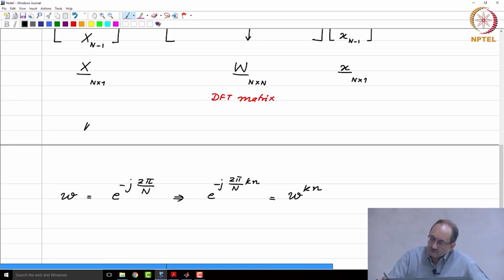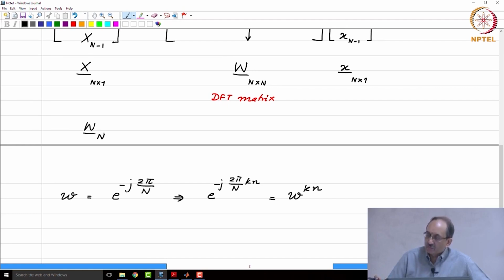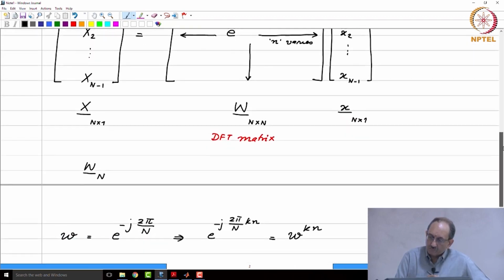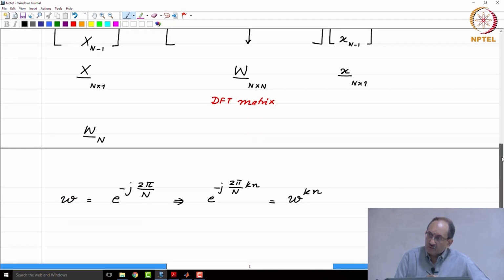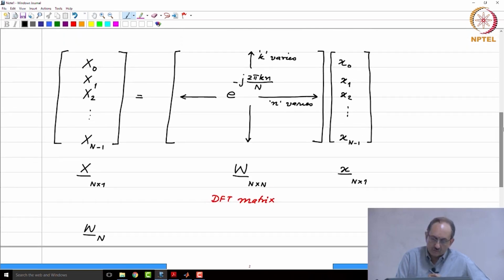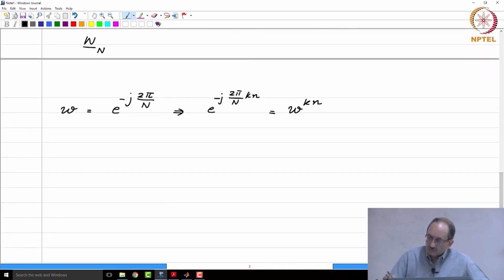Sometimes the DFT matrix is also denoted by W suffix cap N to make explicit its size. If the size is understood from the context, you can omit the subscript cap N. If you want to make the size explicit, you make the suffix explicit and show that it is of size cap N by cap N. So, this is a very compact notation, and one inference that can be made from this is that, remember, this is an N by N matrix and all the columns are independent.